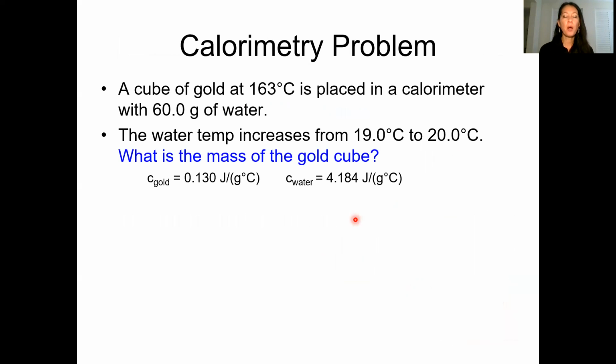Okay, so let's do this problem. You have a cube of gold that's heated up at 163 degrees C, and it's placed in a calorimeter, just like the coffee cup one I showed you. This calorimeter contains 60 grams of water. What's observed is the temperature increases from 19 to 20 degrees C. The question: what is the mass of the gold? I give you specific heats of gold and water. You can use the equation, understand that they both come to the same equilibrium temperature, and you could solve this problem. So pause this and try this problem on your own, and then I'm going to go over it.